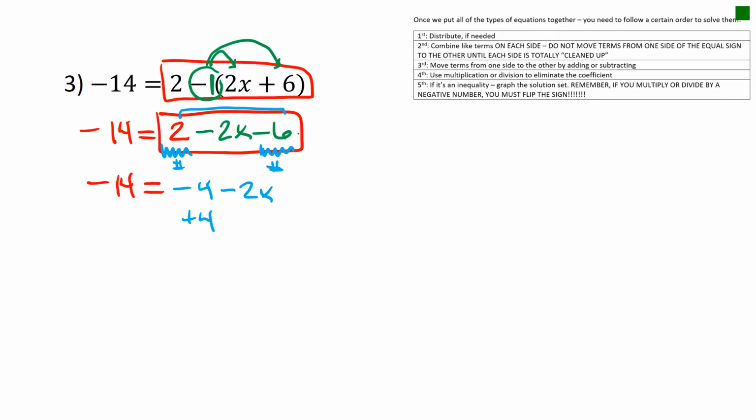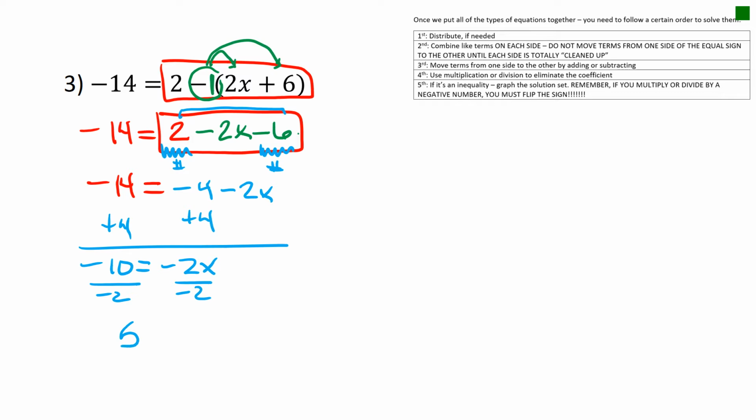Down to a two-step equation, I'm going to add 4 to both sides. So I have negative 10 equals negative 2x. I'm going to divide by negative 2. Oh, no, there's no sign to flip, because if you flip an equals, you still get an equals. X is equal to 5.